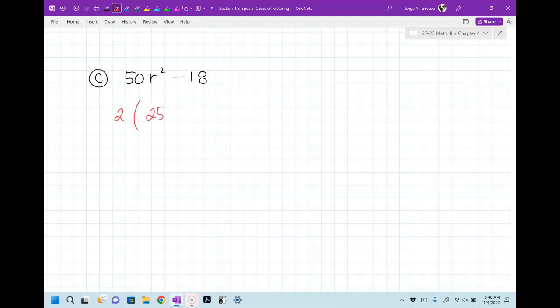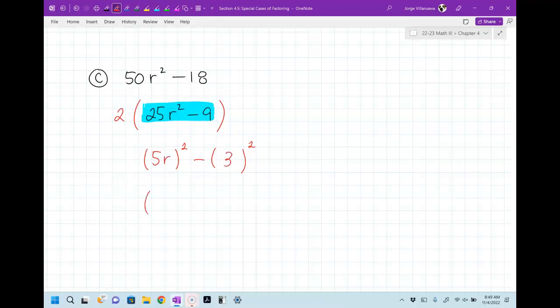So this would be 25r squared minus 9. Now again, I'm going to focus on just this now, okay? Remember, that 2 is still out there, but my focus is on the inside. So I'm just going to work on this. Can I rewrite the inside as something squared minus something squared? Like, what's 25r squared as something squared? 5 what? 5r.